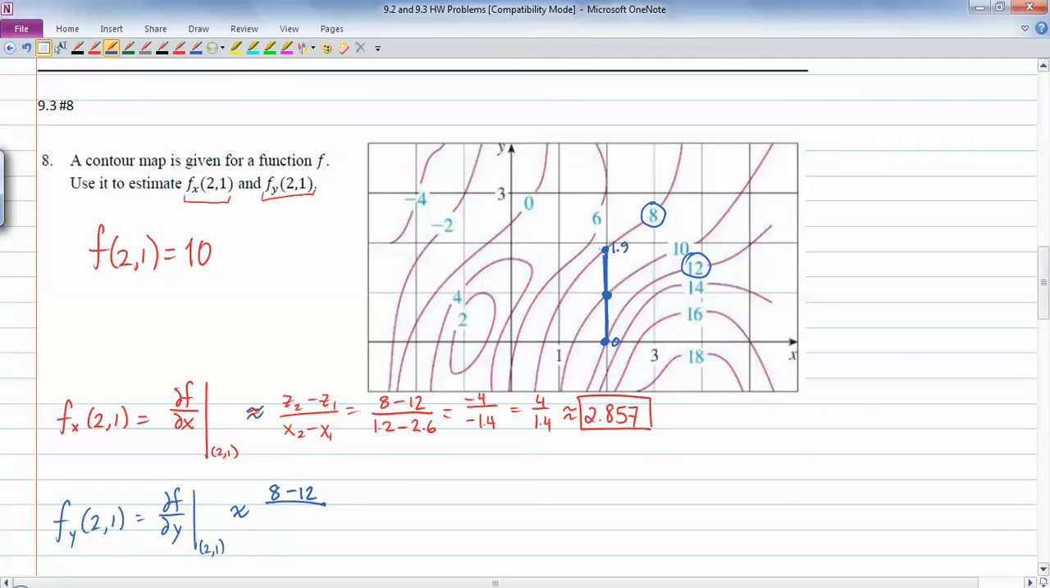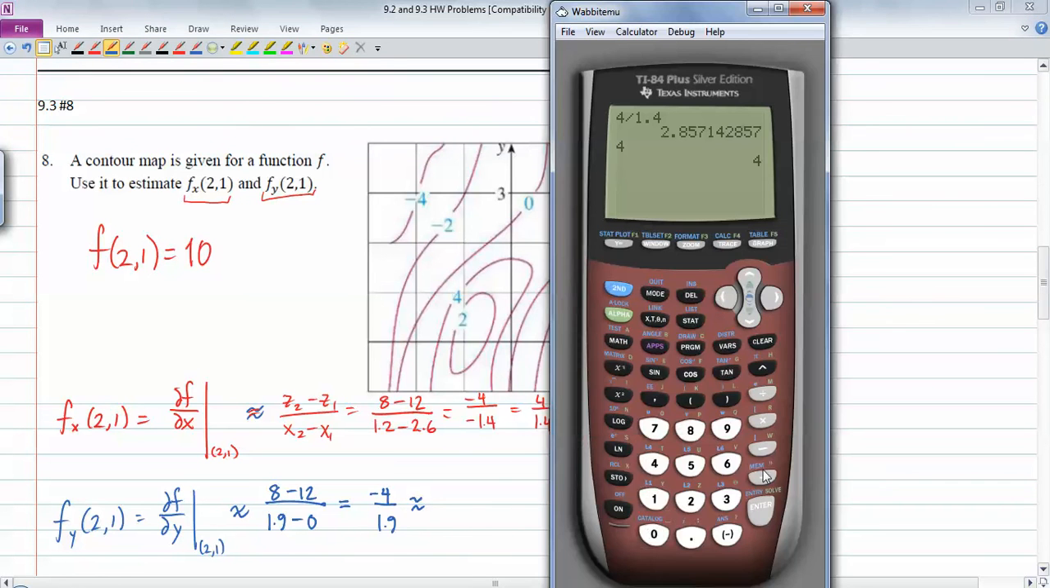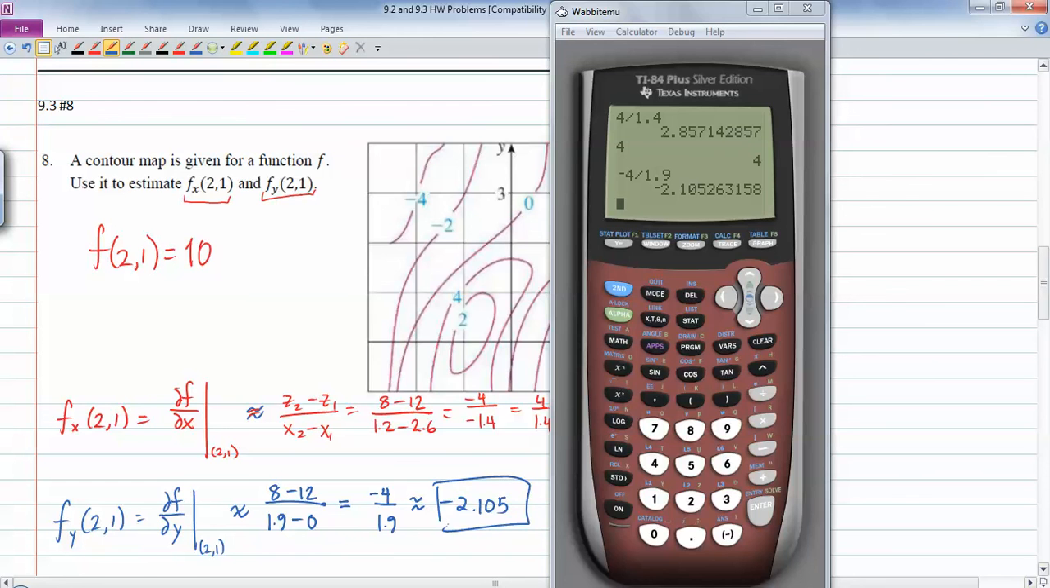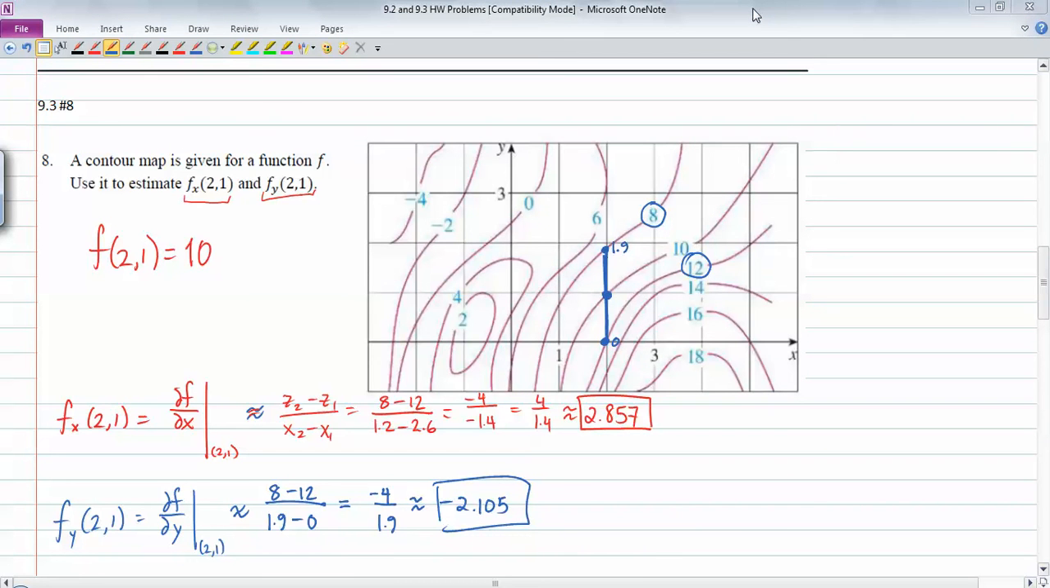And then the change in the corresponding y values are 1.9 to 0. And so if I work this out, that's -4 over 1.9, which is about -4 divided by 1.9, about -2.105. So that would be the slope in the, well, an estimate of the slope in the y direction.